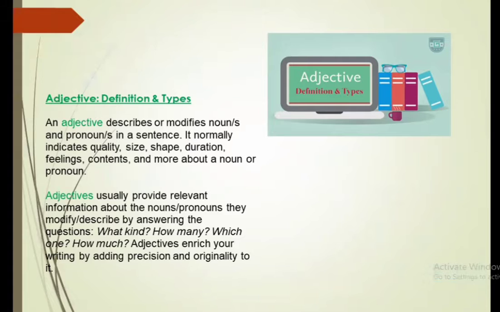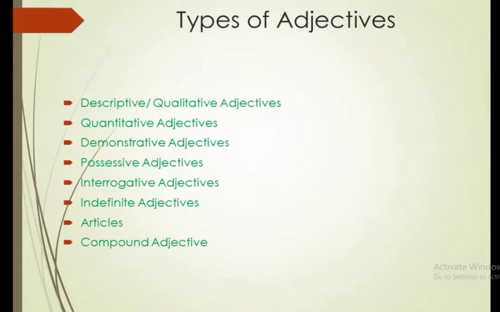It tells us about the size, shape, quality, state, feelings, duration, number, or the quantity of a noun or a pronoun. It answers the questions how many and how much. It describes the noun or pronoun in a way that answers the questions what kind, how many, which one, and how much.